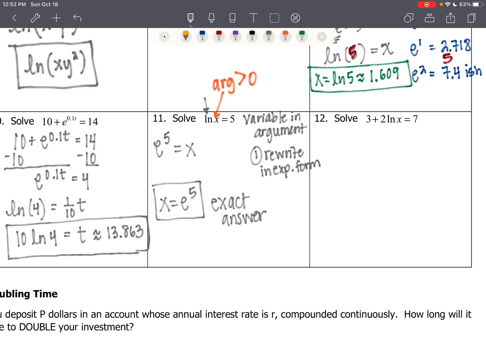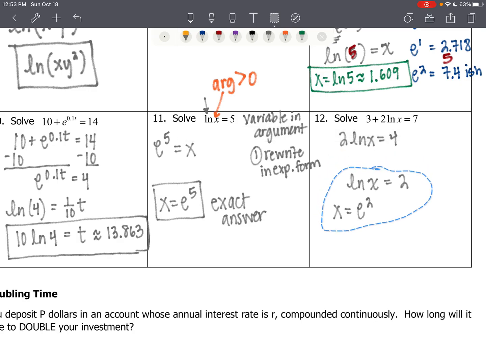Solve 3 plus 2 times the natural log of x equals 7. Okay, and if you're back, you're probably ready for an answer. I subtracted 3 from both sides. I got the natural log of x squared equals 7. Should not have done that. I did not get that. I got 2 times the natural log of x equals 4. I don't even know what I was thinking right there. Divide both sides by 2. The natural log of x equals 2. And then I got x equals e to the 2nd power.